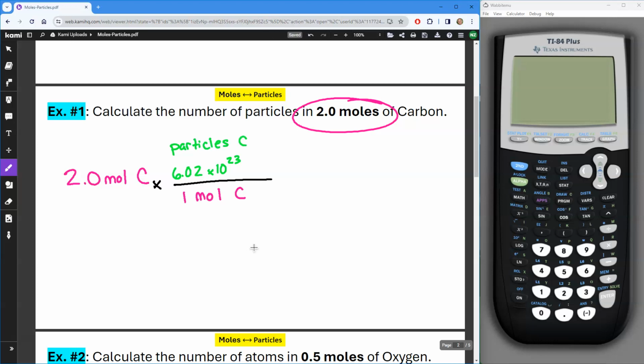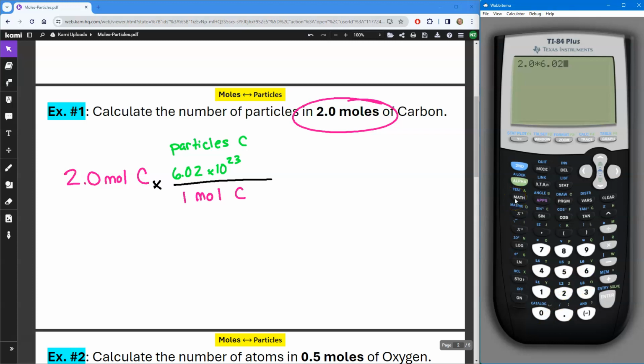Okay. The hardest part about these types of problems is putting it into the calculator. So I have a TI-84 up on my screen here. The smaller TI scientific calculators function pretty much the same. So I'm going to put in 2.0 times 6.02. Now there's a couple ways to do this. I'm going to show you both ways.